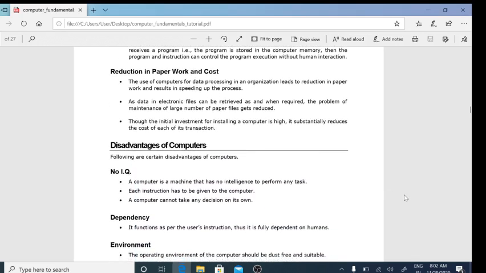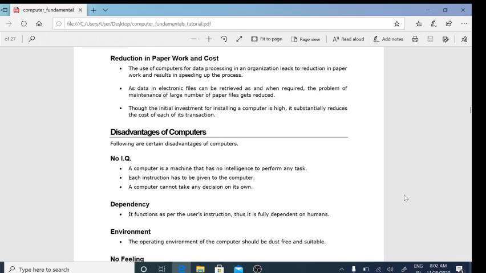Disadvantages of computers. There are some disadvantages of the computer. Number one is no IQ. A computer has no IQ. It means it has no intelligence to perform any task. Whatever instructions the computer is processing are ultimately given by the human. A computer cannot take any decision on its own. So these are the disadvantages.